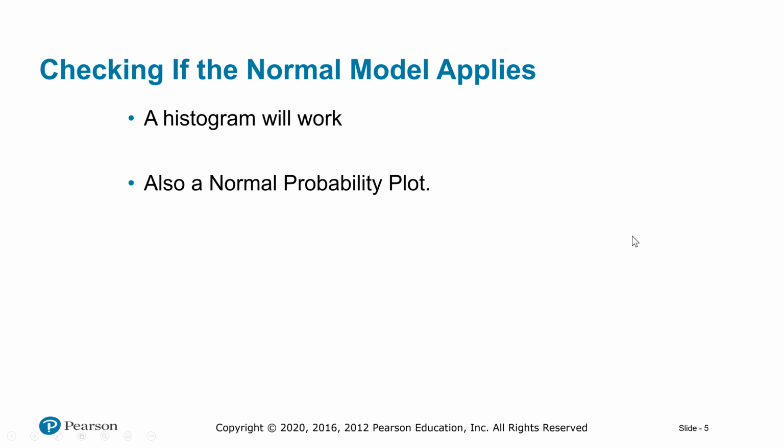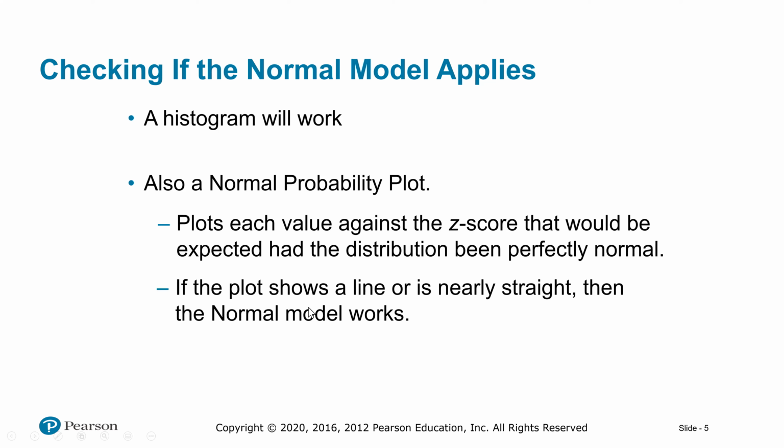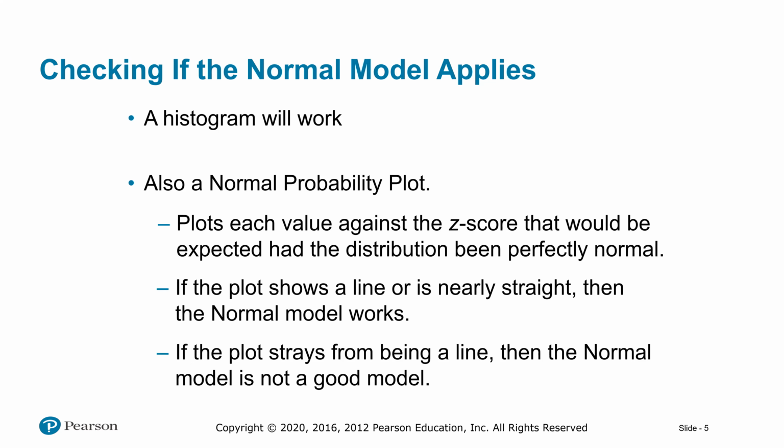But there is a plot which is called the normal probability plot, or QQ plot. We plot each value of our measurements, the variable that we have, against the z-score that would be expected if the distribution were perfectly normal. If the plot shows a straight line or nearly a straight line, then the normal model works. If the plot strays from being aligned, then the normal model is not a good model.